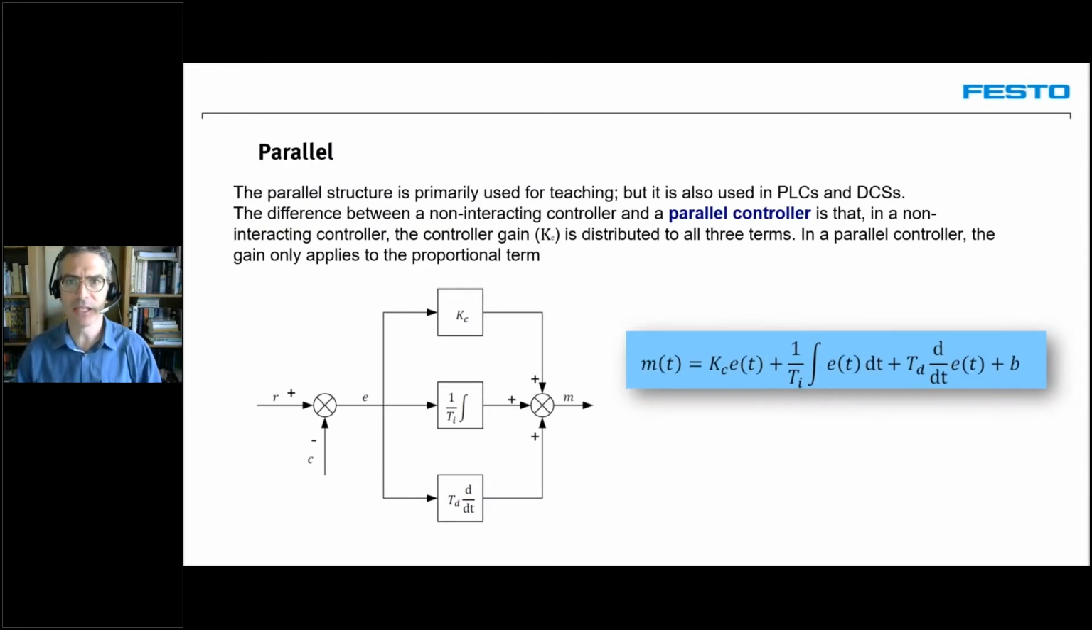And finally, the parallel controller is this term here. The only difference with the non-interacting controller, as you can see here, is the fact that KC, our controller gain, is not multiplying the other two parameters. They are treated separately here. So as you can see, KC is not multiplying the other terms.